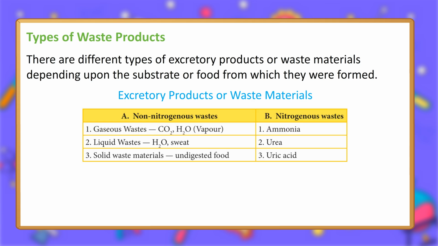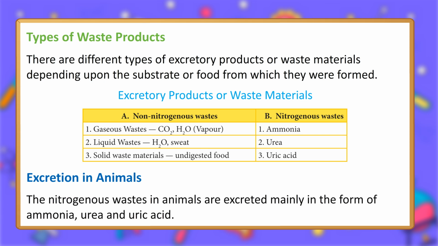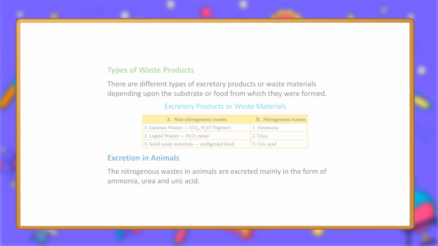A. Non-nitrogenous wastes: 1. Gaseous wastes, CO2, H2O vapor; 2. Liquid wastes, H2O, sweat; 3. Solid waste materials, undigested food. B. Nitrogenous wastes: 1. Ammonia; 2. Urea; 3. Uric acid. Excretion in animals. The nitrogenous wastes in animals are excreted mainly in the form of ammonia, urea and uric acid.